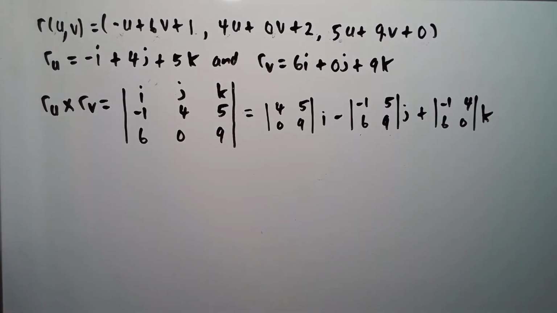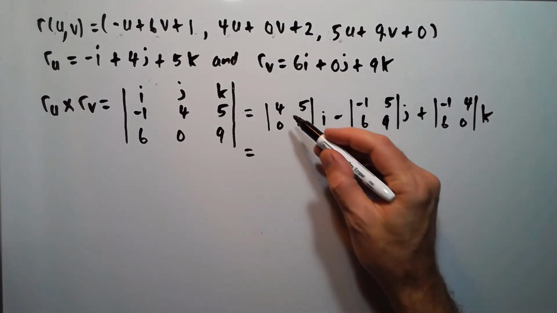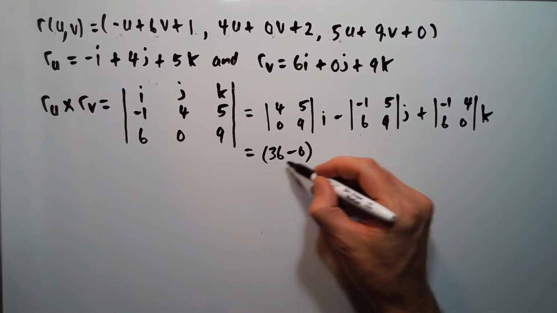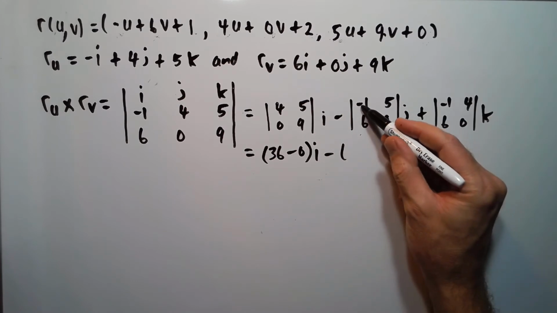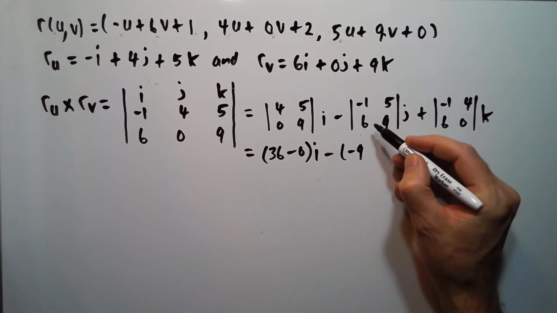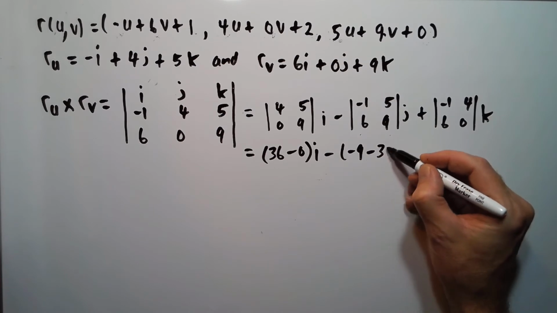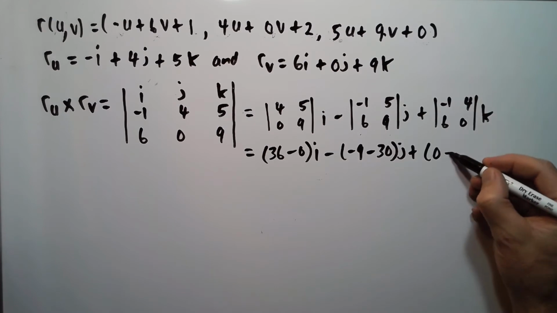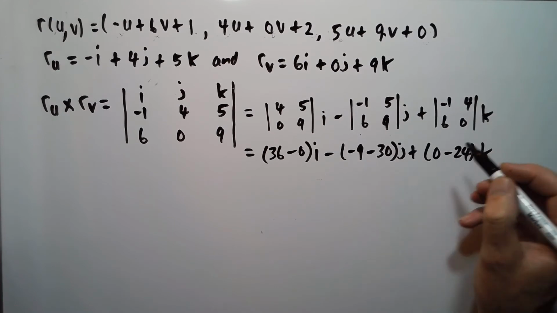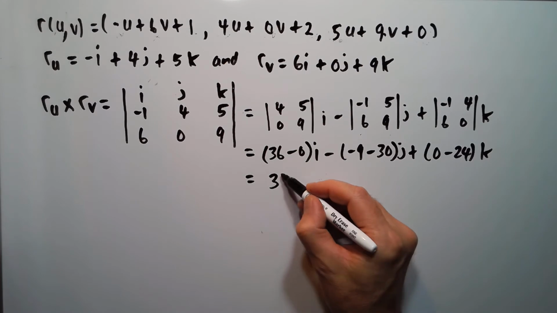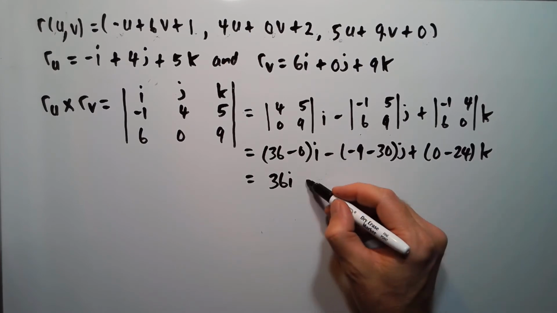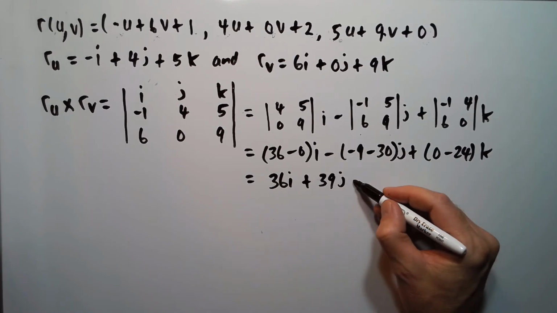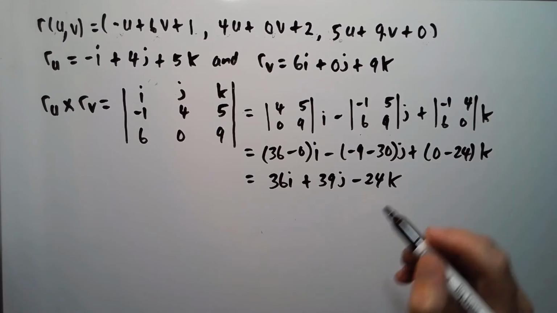Okay, and let's work these out. It'll be 4 times 9, so 36, then minus 0, so 36i. Then minus 1 times 9 would be -9, this times that minus, so minus 30, so we get 39j. This times that would be 0, minus that, so we get 36i plus 39j minus 24k.